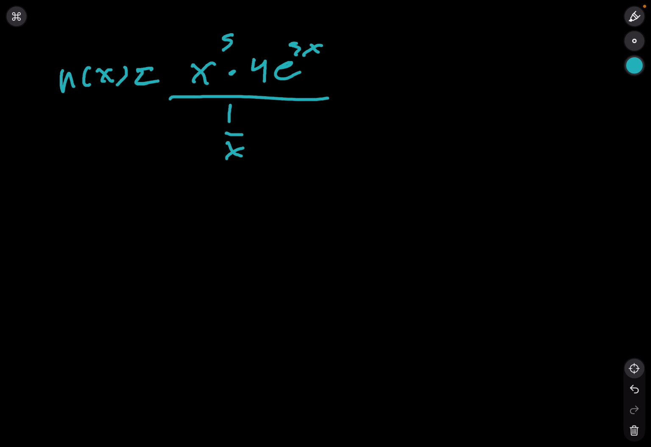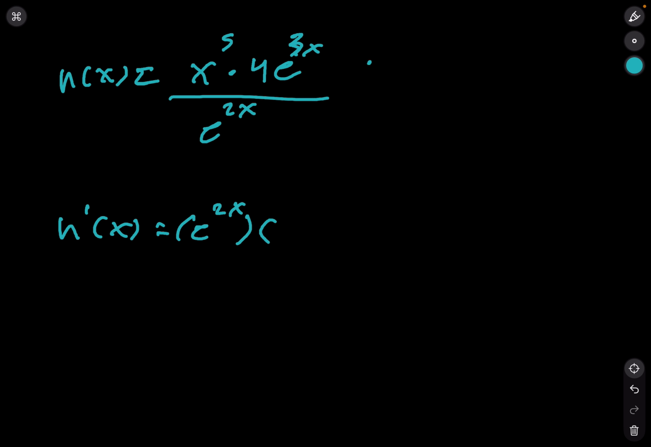Never mind, you can't even do that. Wrong example. But let's say you had x to the 5th times 4e to the 3x, all over e to the 2x. Why not? So from here, h prime of x is equal to e to the 2x. And remember your product rule.